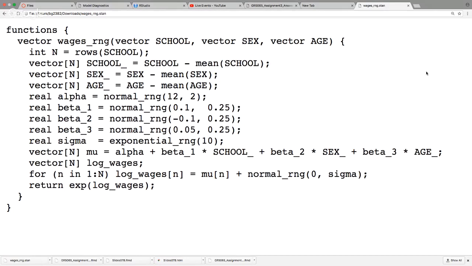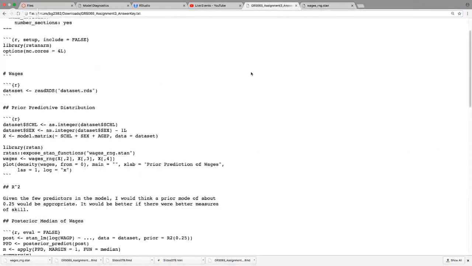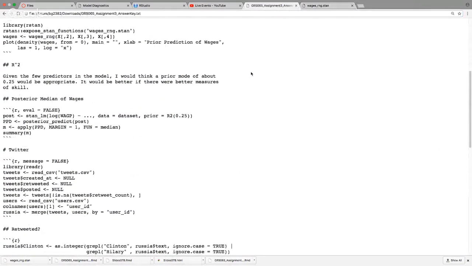And I had to play around with this a few times in order to get something that was kind of reasonable. I can't show you that plot, but I will when I upload this after. But anyway, you expose it to R. You draw a realization from wages underscore rng, giving it the predictor variables that you specify, and then you can make a density plot of that. This one, I could draw it, this is wages. So, it looks something like that.